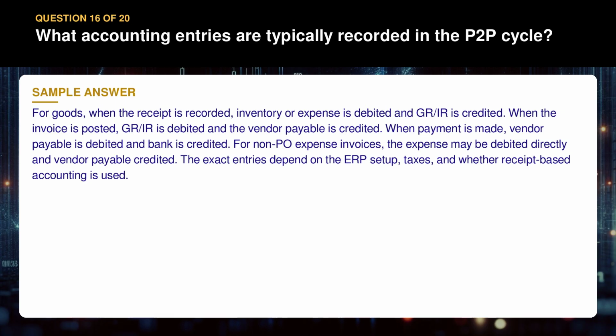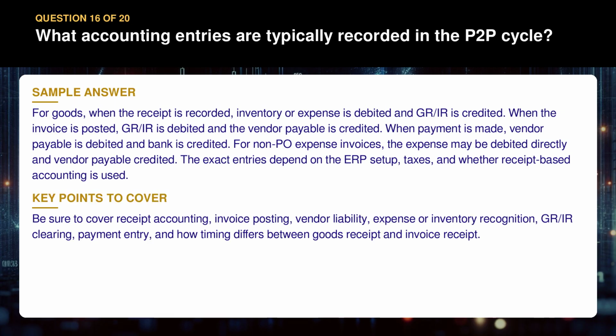For non-PO expense invoices, the expense may be debited directly, and vendor payable credited. The exact entries depend on the ERP setup, taxes, and whether receipt-based accounting is used. Be sure to cover receipt accounting, invoice posting, vendor liability, expense or inventory recognition, GR/IR clearing, payment entry, and how timing differs between goods receipt and invoice receipt.